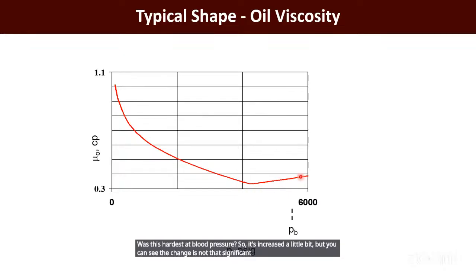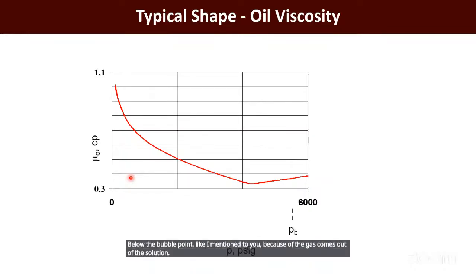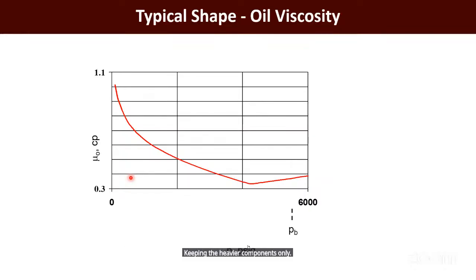It's almost from 0.3 to almost 0.4. It's a very small change. And this is related to the compressibility of the liquid itself. The liquid is more compressible under increasing pressure. Below the bubble point, like I mentioned to you, because the gas comes out of the solution, keeping the heavy components only, the heavier components will have a higher viscosity.